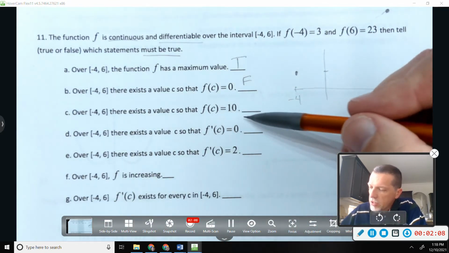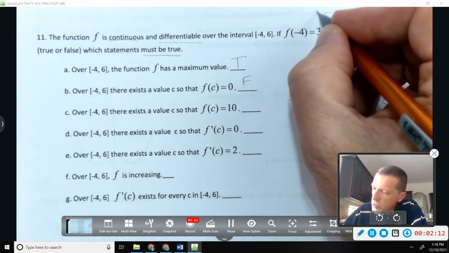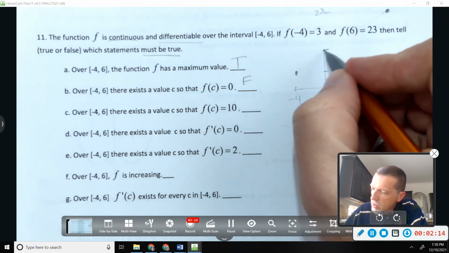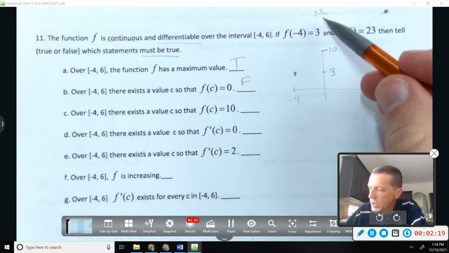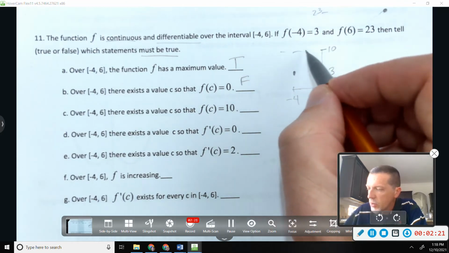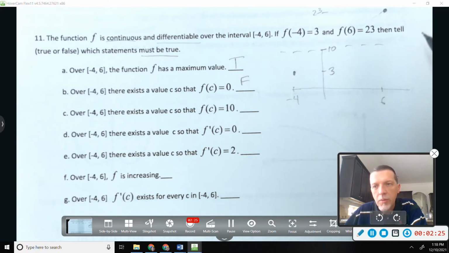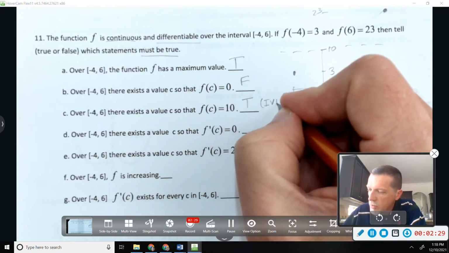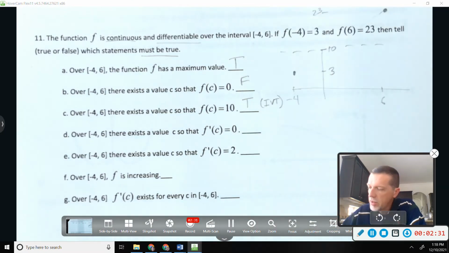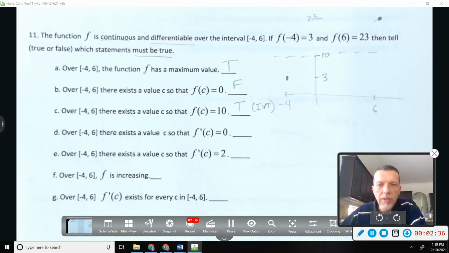Over -4 to 6, there exists a value c such that f of c equals 10. Well, this was 3, this was 23, and 10's in there somewhere. If we're going from y equals 3 to y equals 23, we've got to pass through 10 somewhere. Maybe we pass it once, maybe 100 times, but we go through there somewhere. That's true. The fancy name is the intermediate value theorem. 10 is intermediate to 3 and 23, so we've got to go through there at some point.